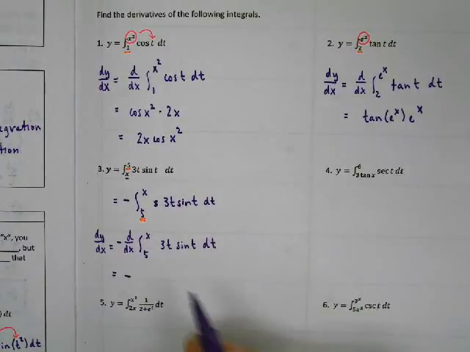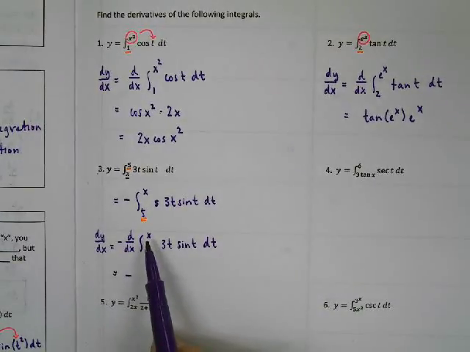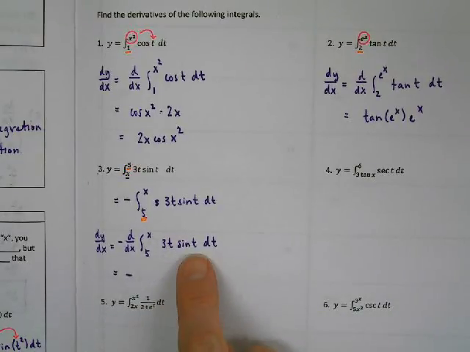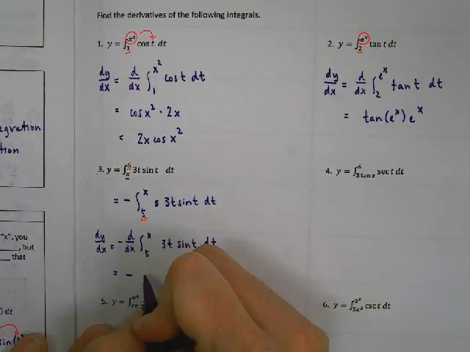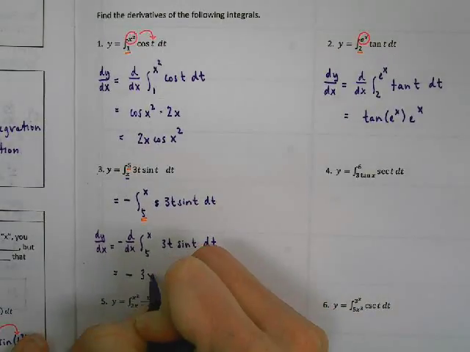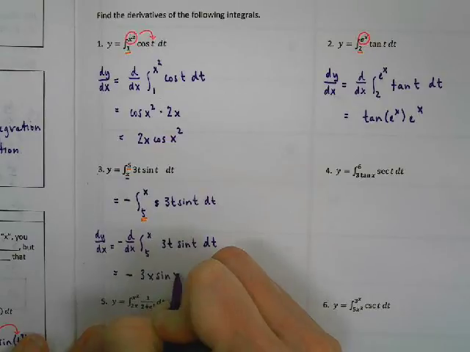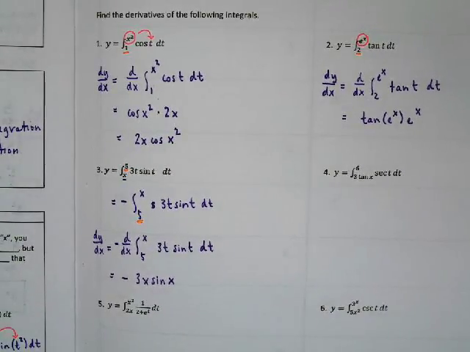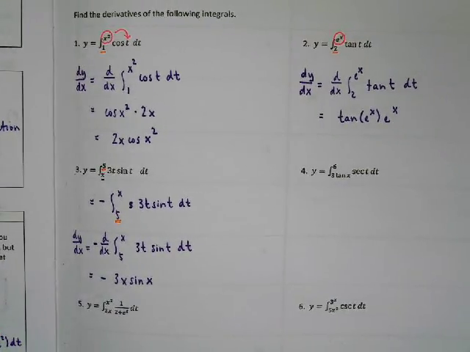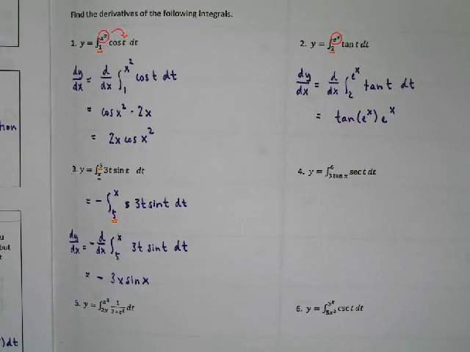So I have negative. Again, this is not a function of x. I don't have to worry about chain rule, so I'm just going to replace that everywhere I see a t. So it's going to be negative 3x sine of x. And that's my derivative. Okay, let's see. Next one.